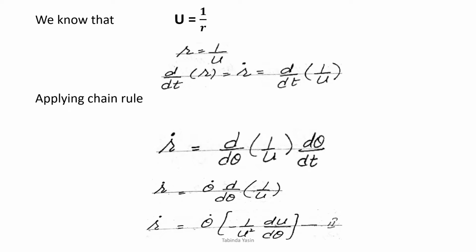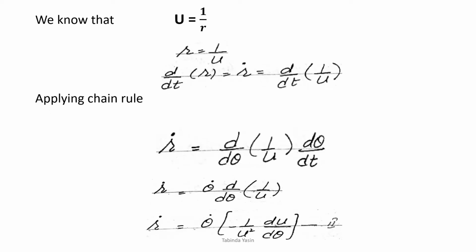Here we have multiplied and divided by d theta and rearranged the equation. That becomes d by d theta, as we have to work out with the differential of d theta in the last equation. So here is d by d theta into 1 over u d theta by dt. You know that first differential is represented by dot, so here d theta by dt is theta dot. So replacing d theta by dt with theta dot, we get r dot is equal to theta dot into d by d theta into 1 over u. Now differentiating 1 by u with respect to theta, we have minus 1 over u square into du over d theta.